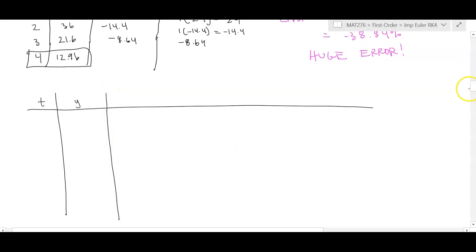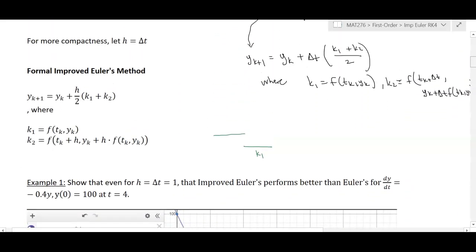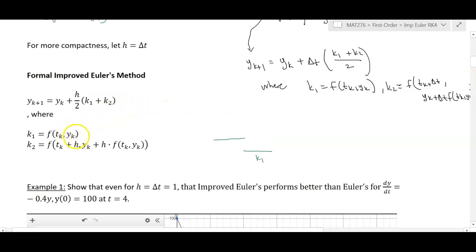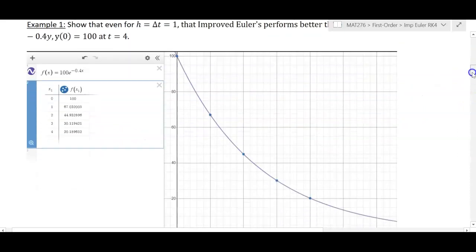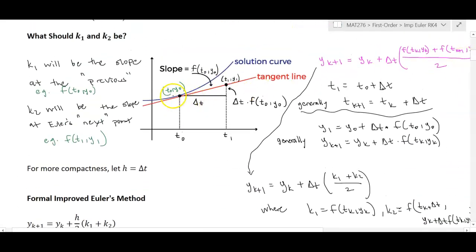And remember that with improved Euler's method, we're going to compute 2 different slopes. One is going to be at our current location, and the next slope is going to be at our next location. So what that means is I'm going to use this slope right here to get me to my next point. Okay, this is my next point right here, t k plus h, y k plus h times the slope. Okay, so this is my next point that I get, and I'm going to compute the slope at that location. So I'm going to use, at my current location, generate a slope.